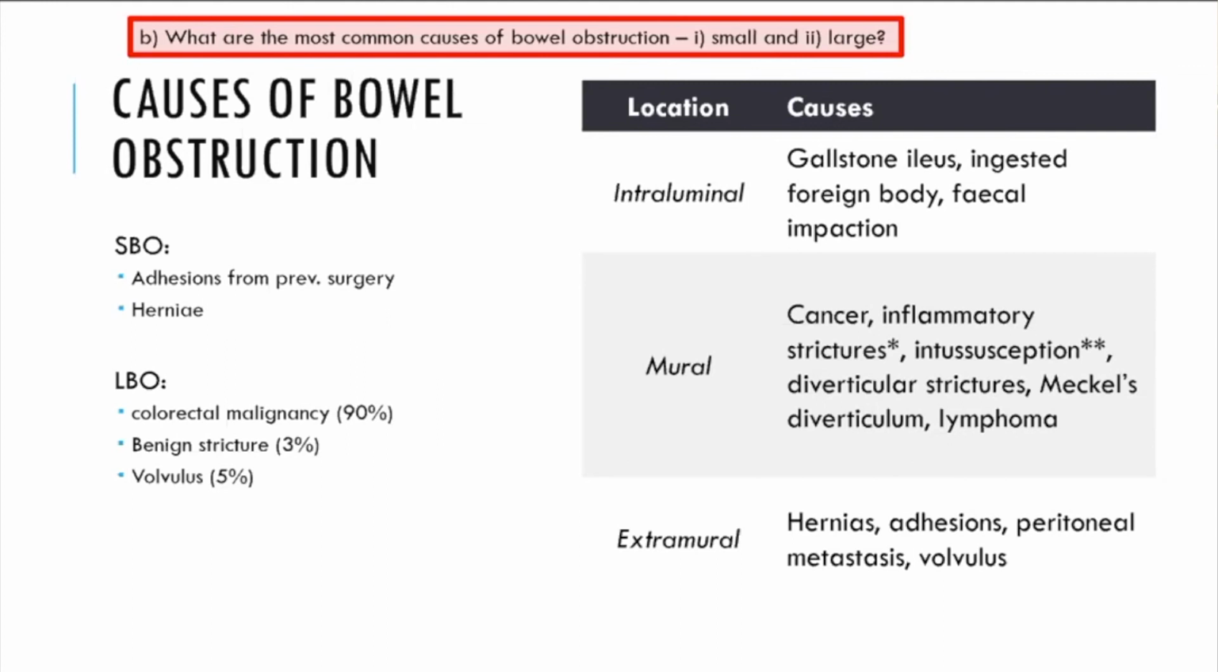But yeah, so intraluminal basically means just inside the actual lumen. Mural means as part of the wall of the colon or the small intestine itself. And extramural is a compression, basically something from the outside compressing in.